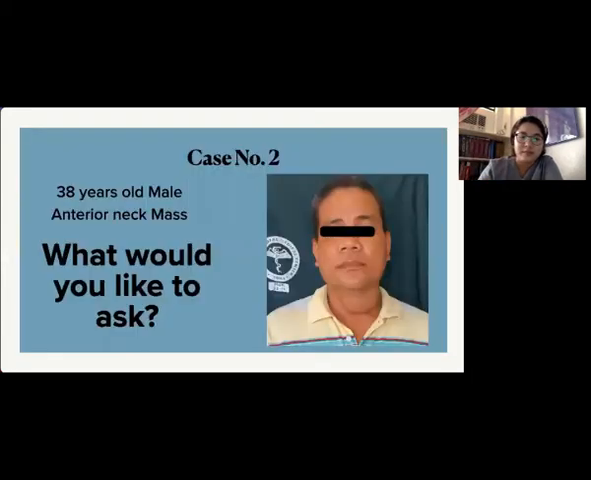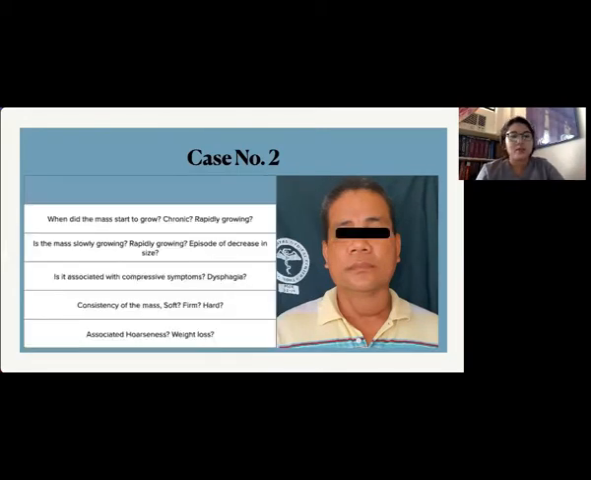So, okay, now we're going to head and neck. A 38 year old male came to you with an anterior neck mass. So, what would you like to ask? When did the mass start to grow? Is it chronic or rapidly growing? Also, another one could ask, is the mass slowly growing or not rapidly growing? Is there any episode of decrease in size?